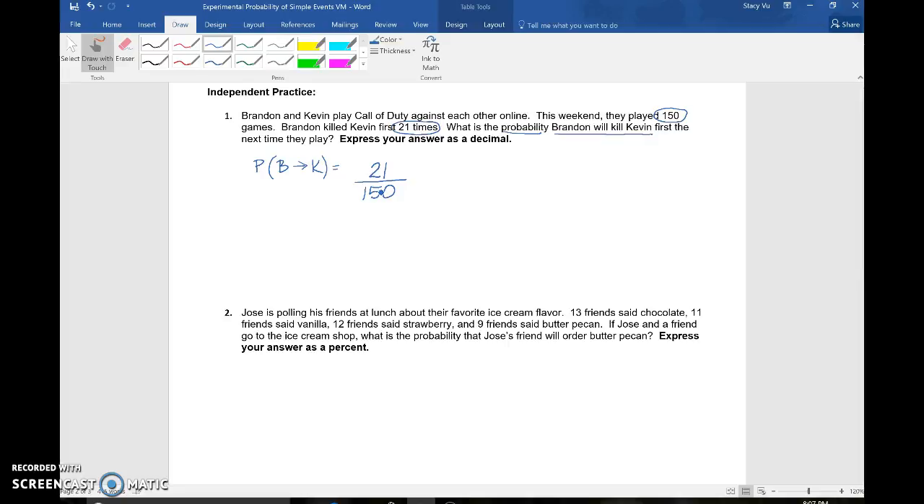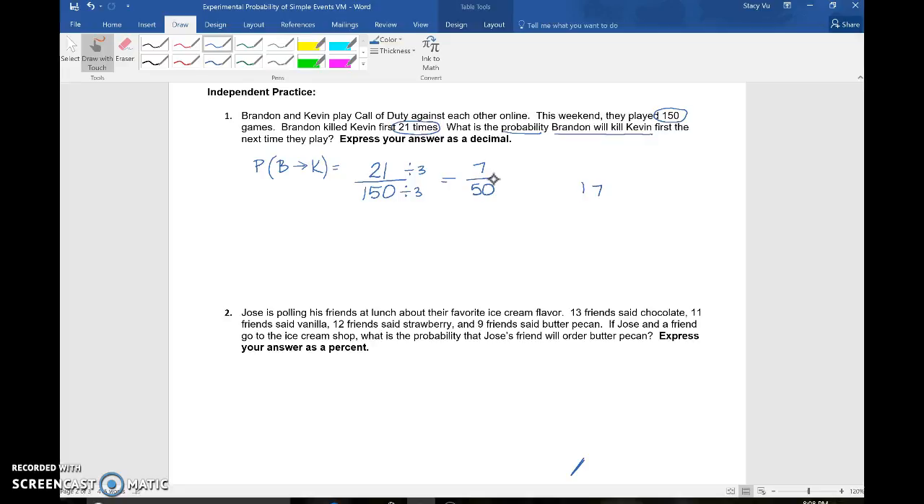They want us to write it as a decimal. But for me, I'm going to go ahead and simplify it first before I turn it into a decimal, or you can just turn it into a decimal right away. Because I know that 150 or 15 is divisible by 3, and so is 21. So if I divide by 3, I know it's 7 over 15 divided by 3 is 5, so 50. So 7 over 50. There's two ways to do it.